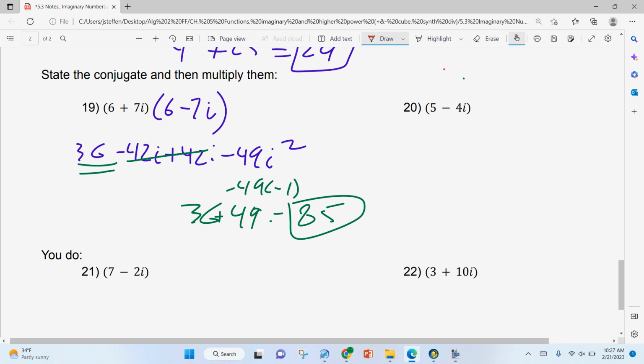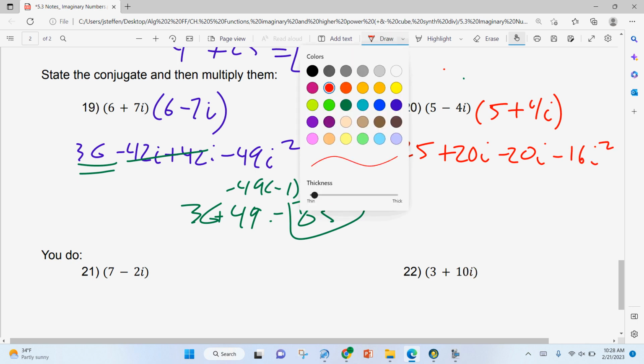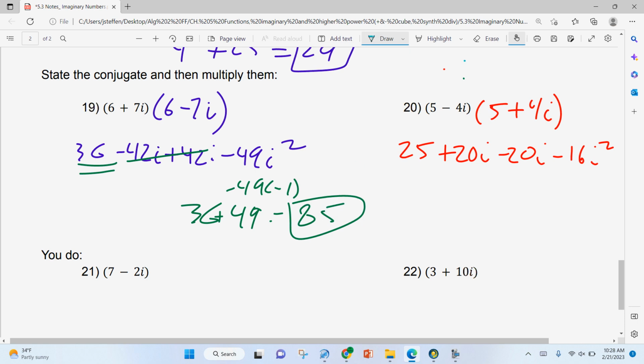Same thing with number 20. We have 5 minus 4i, so the conjugate is 5 plus 4i. Just change your sign. That's the only thing that makes any difference. And when you multiply, we have 25 plus 20i minus 20i minus 16i squared. And again, if you have a conjugate and did it all correctly, the whole idea is that those cancel. Negative 16 times negative 1 is positive 16, and then we still have the 25. So you end up with 25 plus 16, which is 41.